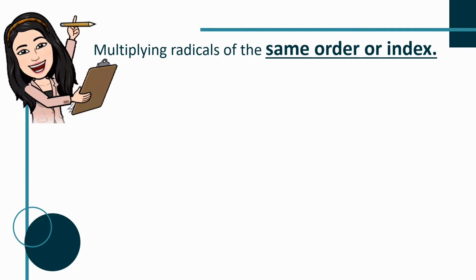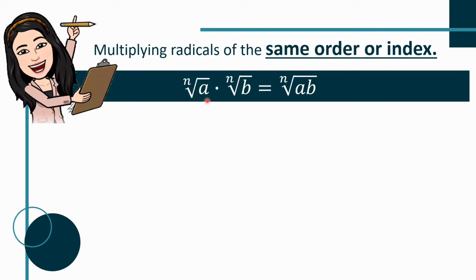So take note that there are three cases to be considered in multiplying radicals. The first one is multiplying radicals of the same order or index. Ibig sabihin, pag parehas yung kanilang index or power or yung root, okay, ganito yung ating gagawin. Or we will apply this property: nth root of A multiplied by nth root of B is equal to nth root of AB. Di ba madali lamang?